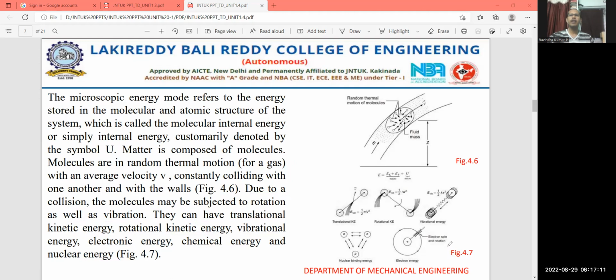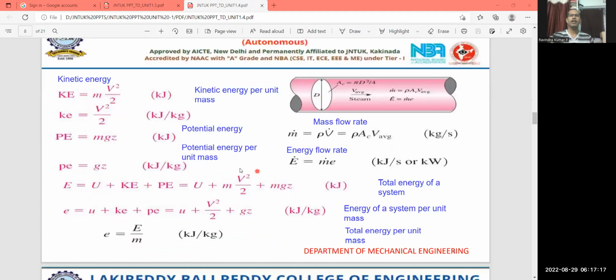So this is the in-depth knowledge of the microscopic energy. These are the various formulas related to the kinetic energy, half mv square. These things you have learned at the lower level. So kinetic energy is half mv square, and potential energy is mgz.